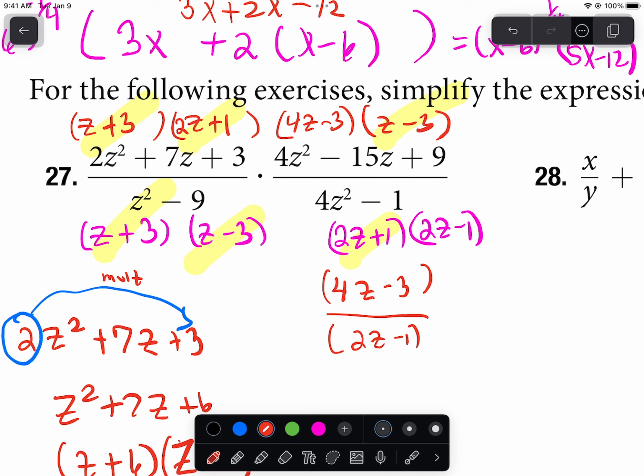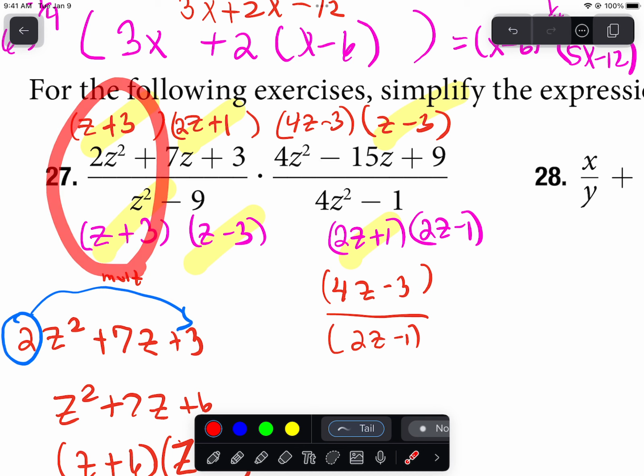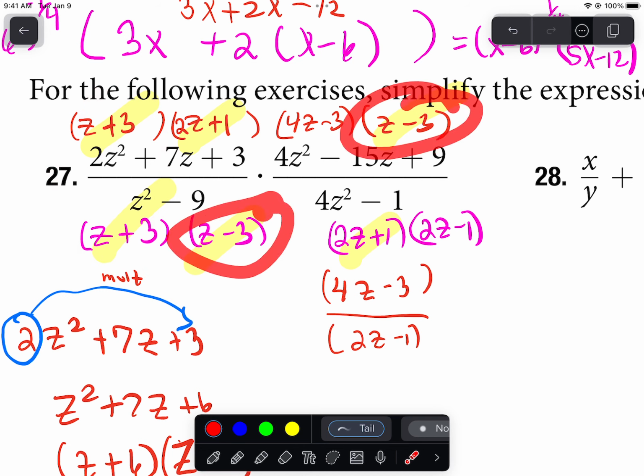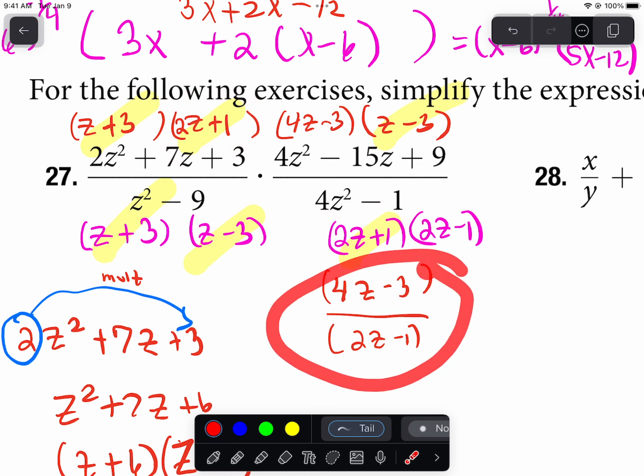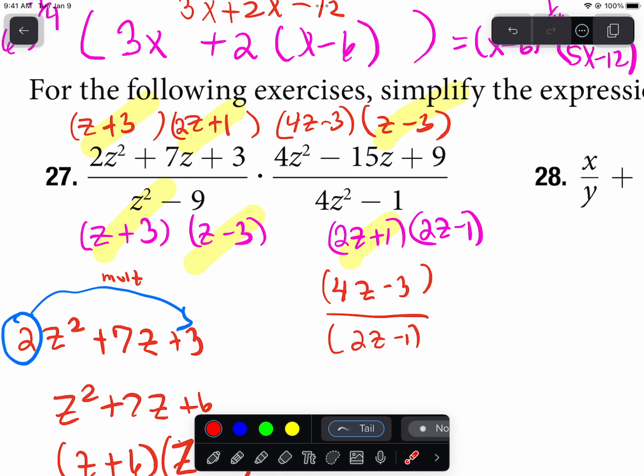For which piece? For doing the top and bottom. Same. It has to be a perfect match. Perfect match. Okay. So this is what I canceled. So you can see, I canceled those two. I canceled those two. I canceled these two. And then this is what I'm left with. Okay. Everybody good? Okay. Let's look at 28.